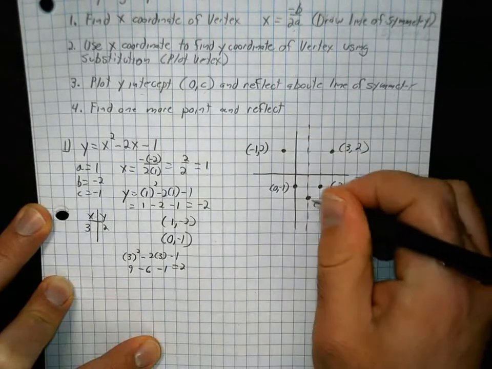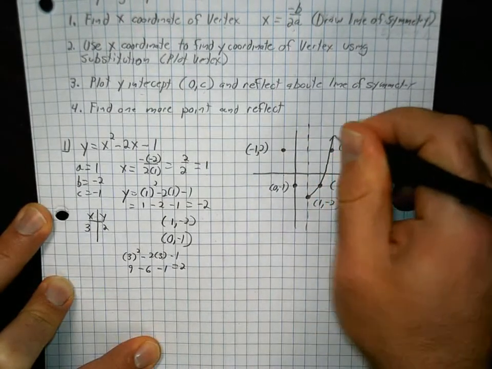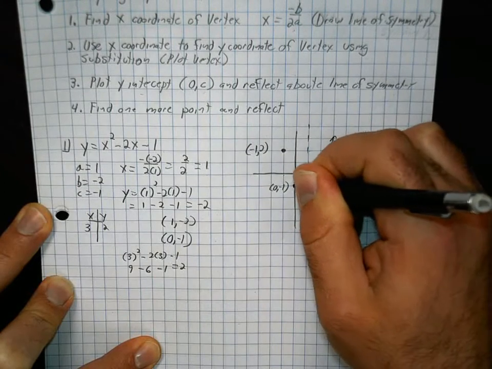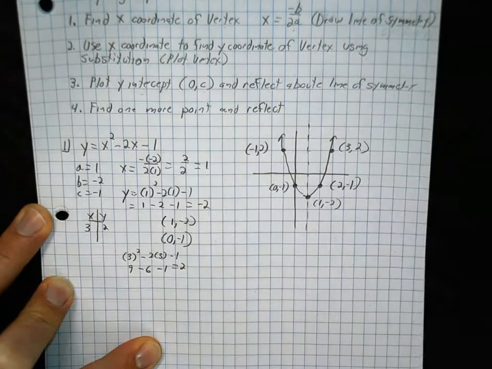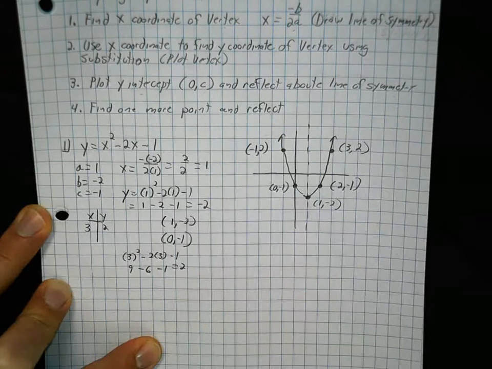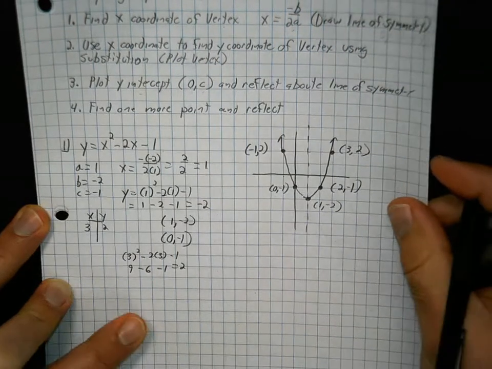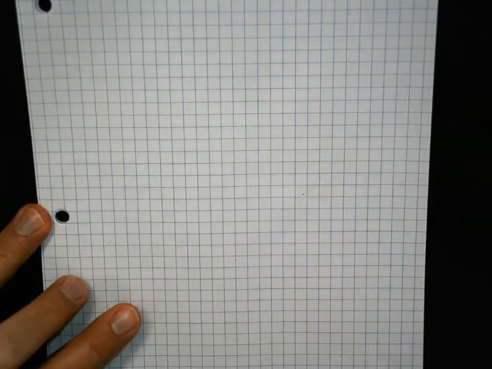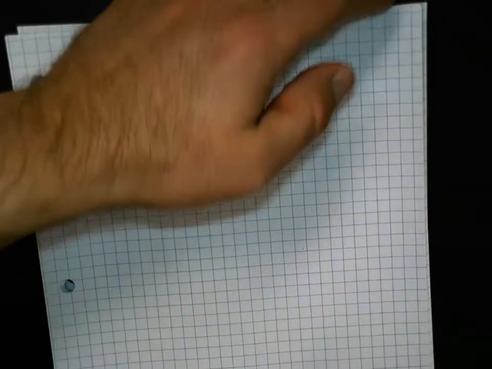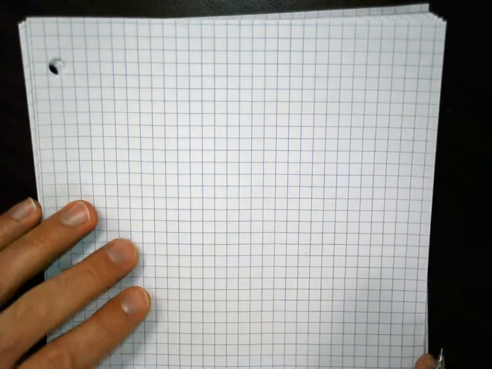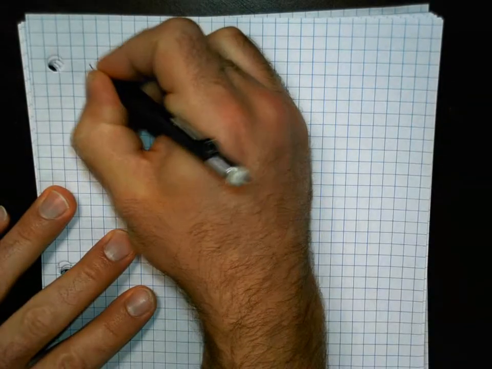Now I have 5 points. You can clearly see where that parabola goes, like that. Okay? Let's do one more example. This one's going to be a little more difficult because of the numbers we get, but I want to do one like that just so you see it.